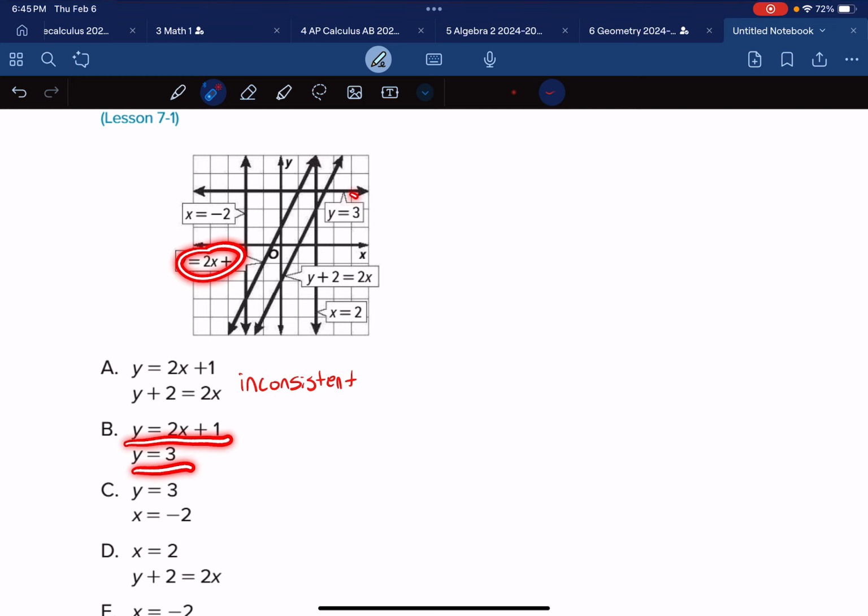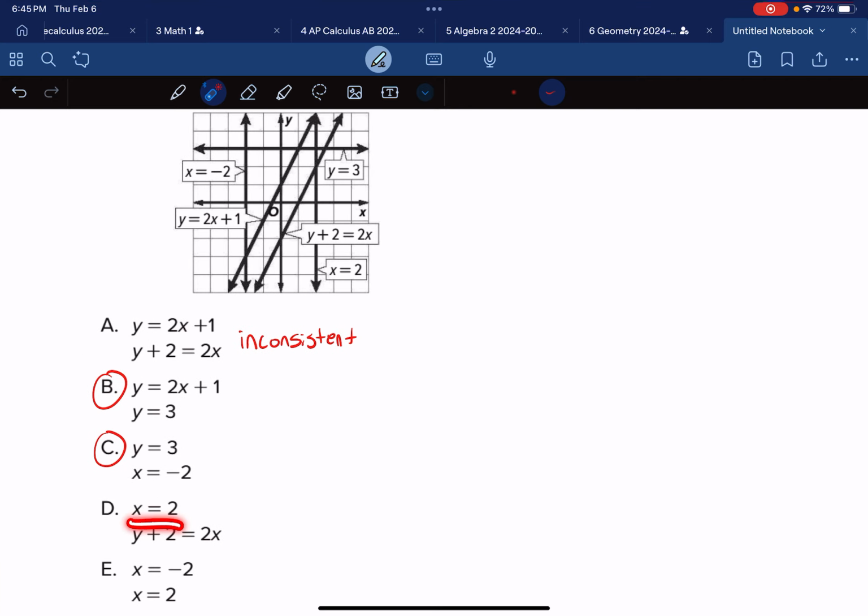What about b? Y equals 2x plus 1 is this line. Y equals 3 is this line. So I have this line and this line. Notice there's exactly one intersection. That is one of the solutions that we were looking for. What about the next one? Y equals 3 is this line right here. X equals negative 2 is this line right here. Notice there's exactly one intersection, which means that is also an answer.